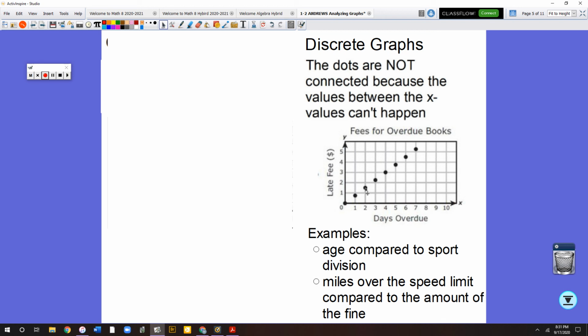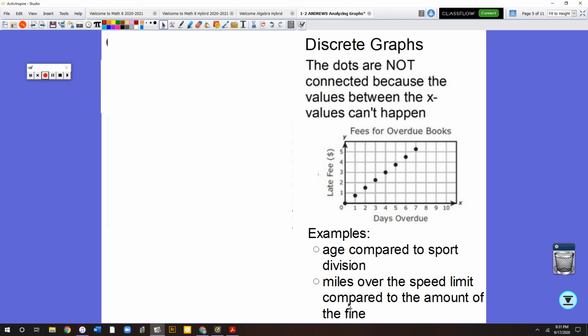Okay. Other examples would be age compared to sport division. If you play a sport, you know that you age up by your birth date. If you're league age 12, then you're league age 12 for an entire year, and you don't change. There's no league age 12 and a half. There's no league age 12 and 3/4. It doesn't change until the next whole age goes by.